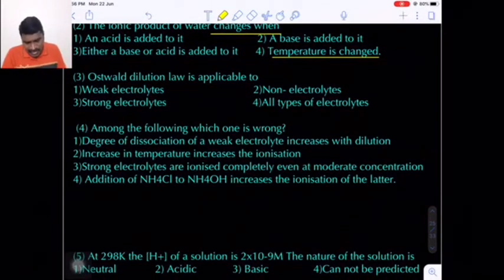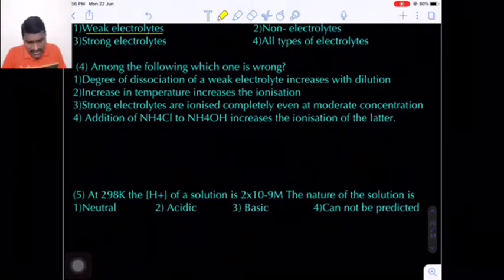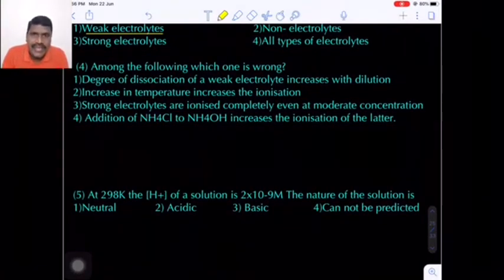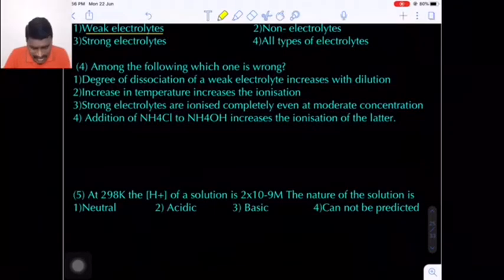Next question, Ostwald dilution law, it is significant only for weak electrolytes. Only for what? Weak electrolytes. This is very important. This is a conceptual based question. Among the following, which one is the wrong?